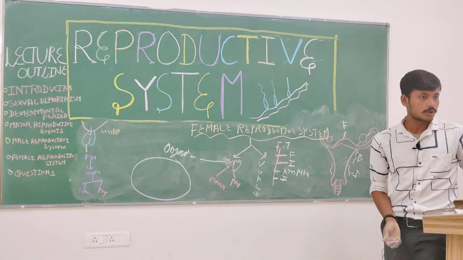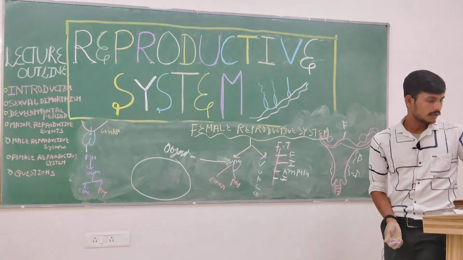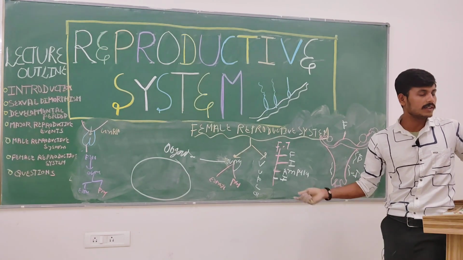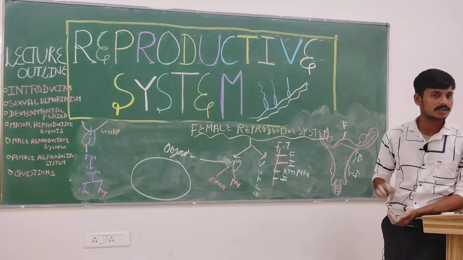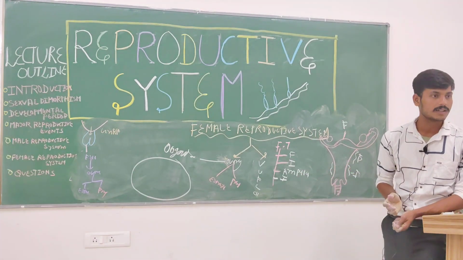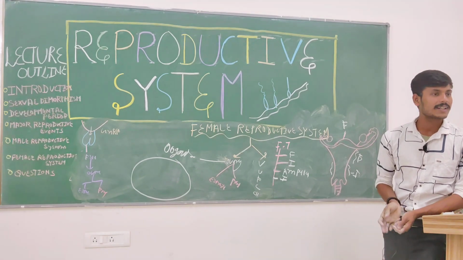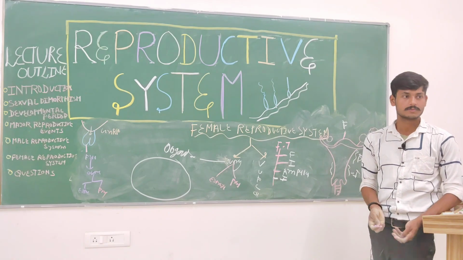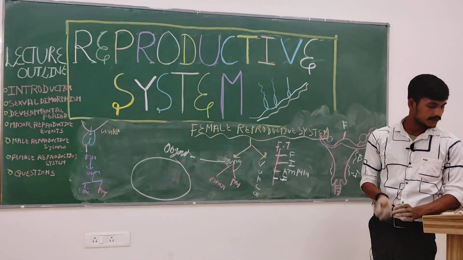Now, question. This is all about the female reproductive system. I am not going in deep. I will not describe oogenesis. You simply understand that oogenesis is the process by which the eggs are produced. You have to read the menstrual cycle and understand it.